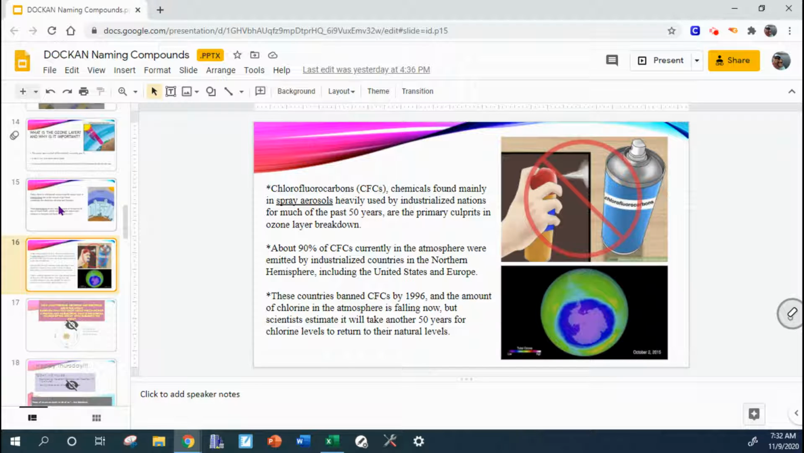Chlorofluorocarbons, chemicals found mainly in spray aerosols, heavily used by industrialized nations for much of the past 50 years, are the primary culprits in ozone layer breakdown. About 90% of CFCs in the atmosphere were emitted by industrialized countries in the Northern Hemisphere, including the United States and Europe. These countries banned CFCs by 1996, and the amount of chlorine in the atmosphere is falling now. But scientists estimate it will take another 50 years for chlorine levels to return to their natural levels.